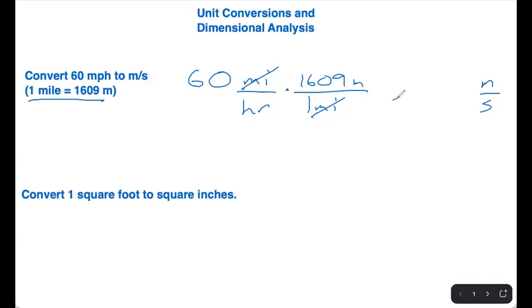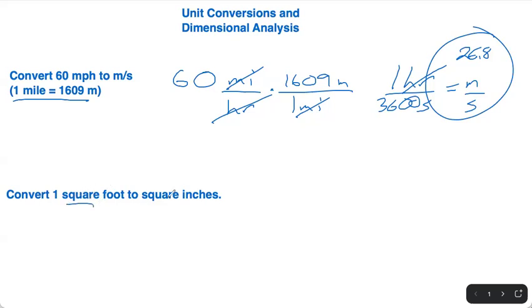60 times 60 is 3,600 seconds. The reason why I'm putting that on the bottom is because I'm going to put hours on top, so hours over hours reduces. And now in my calculator, I'll do 60 times 1609 on top. On bottom, I'm dividing by 3,600, and I'll get, to one decimal place, 26.8 meters per second.